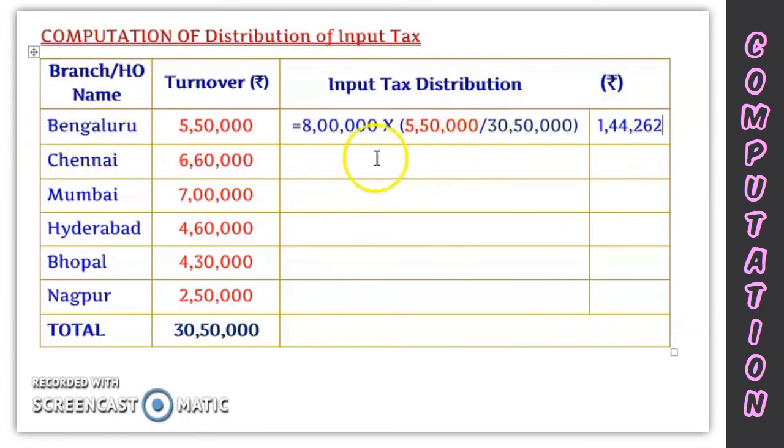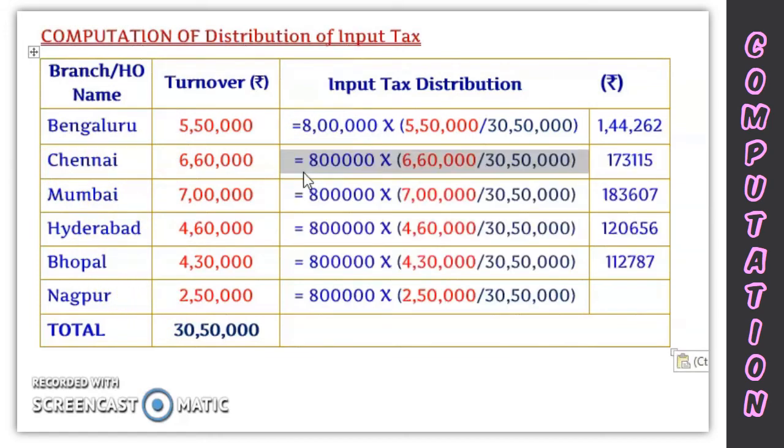Similarly, we have to do the calculation for Chennai, Mumbai, Hyderabad and Bhopal and Nagpur as well. So I'll do that now. You can proceed like this. If you calculate this way, you will get these values. You can use your calculator and do that. So what we have to do is, you have to take the input tax credit available to Optimus Limited, and that has to be distributed among the branches in proportion to their turnover. Okay, so that I have done here.